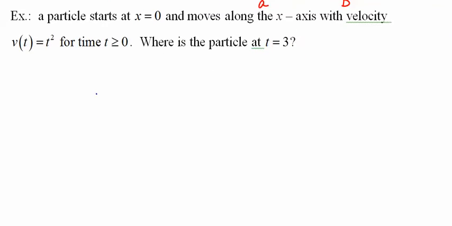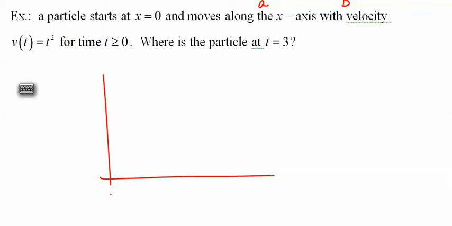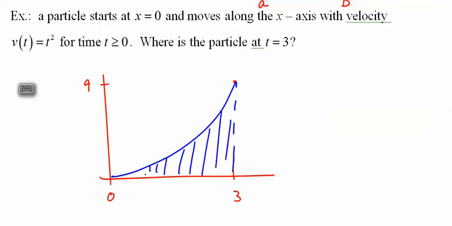But here's an example. A particle starts at x equals 0 and moves along the x-axis with velocity v of t equals t squared. So our a is 0. Then it gets out here to 3. And call that 9 up here. It does something like that. And the question is, what's the area under the curve?